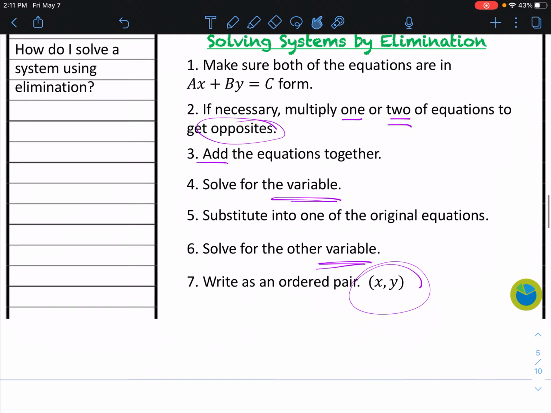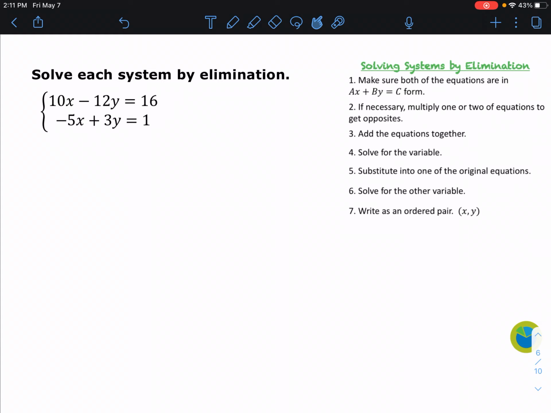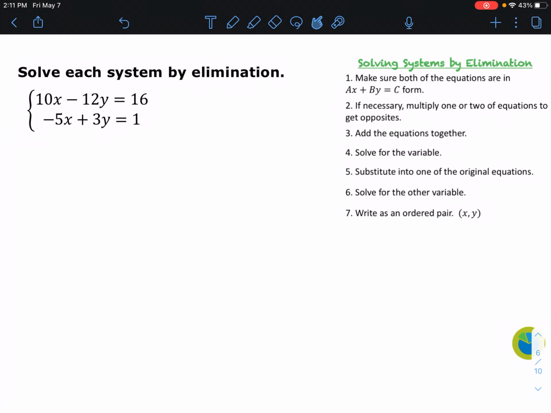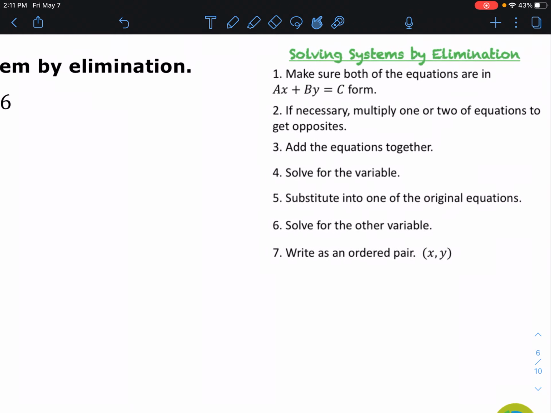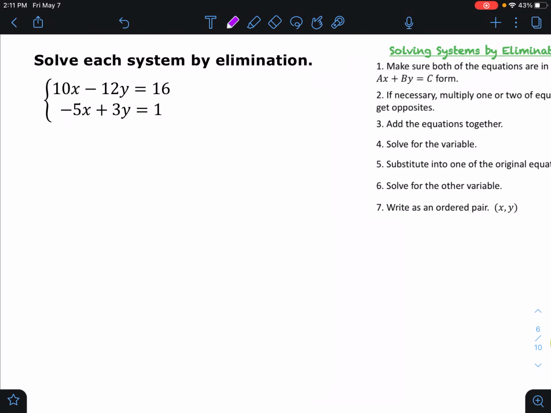All right, so here we go. We're going to try it, and the steps are in the corner. Now, you'll notice both of these equations are in ax plus by equals c form. X and y are on the same side, really. That's what it looks like. Now, step 2 is you're going to need to multiply one or two of the equations to get opposites. So what I want to look at is my x's. Are those opposites?